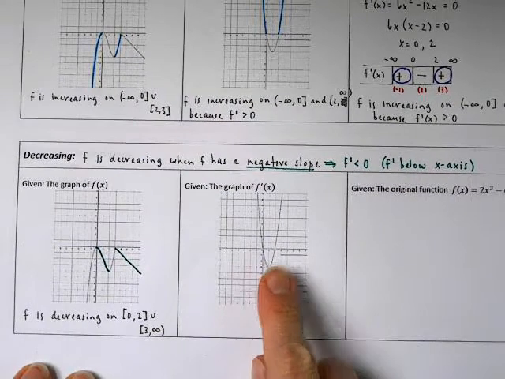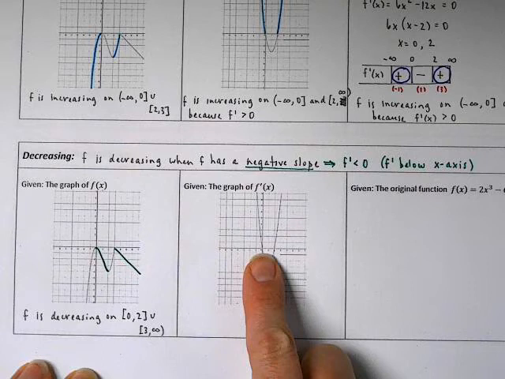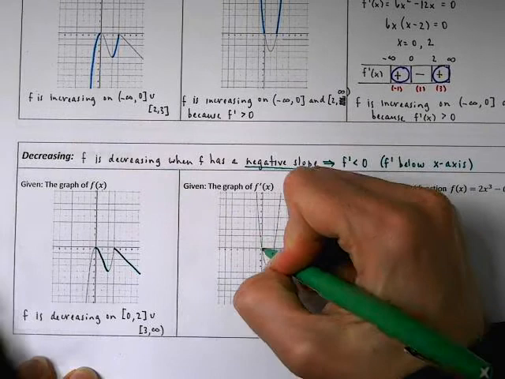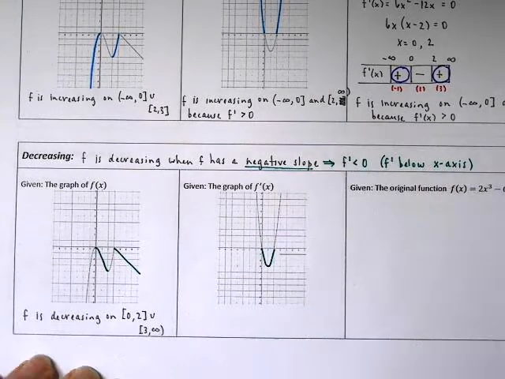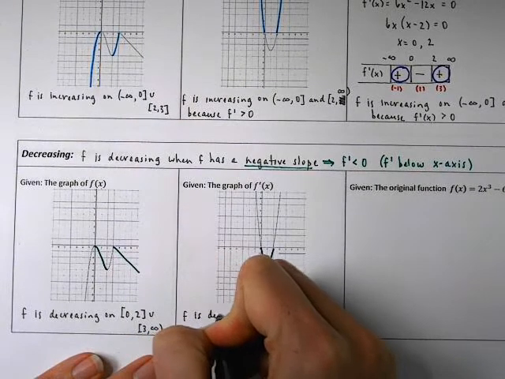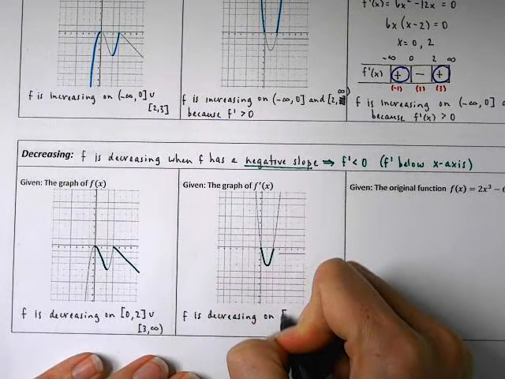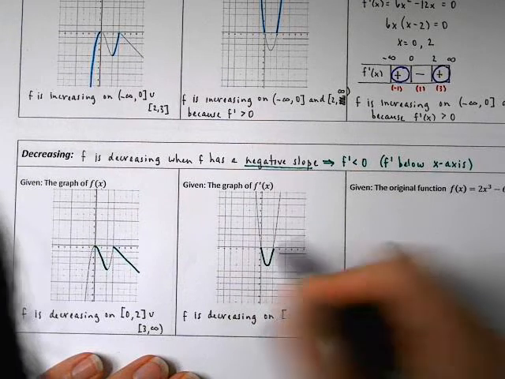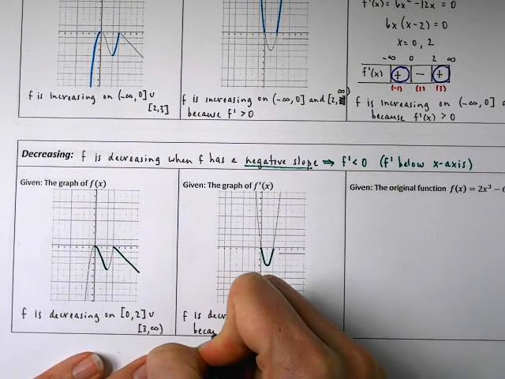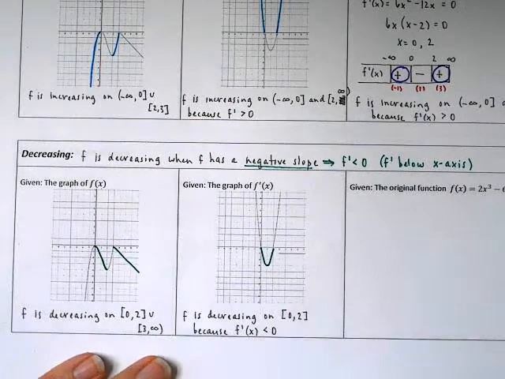Now, in the next graph, I'm looking at the graph of f prime. We said we know that the original function f is decreasing when f prime is less than 0. So when f prime is below the x-axis. So that's going to be right here. Now again, in my statement, I'm still talking about f. I know that f is decreasing on the interval, in this case, from 0 to 2. And our justification is because f prime of x is less than 0.